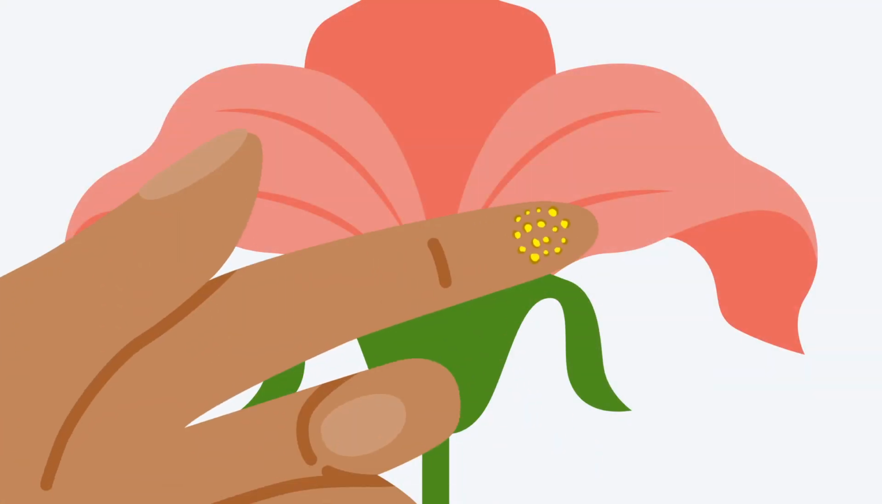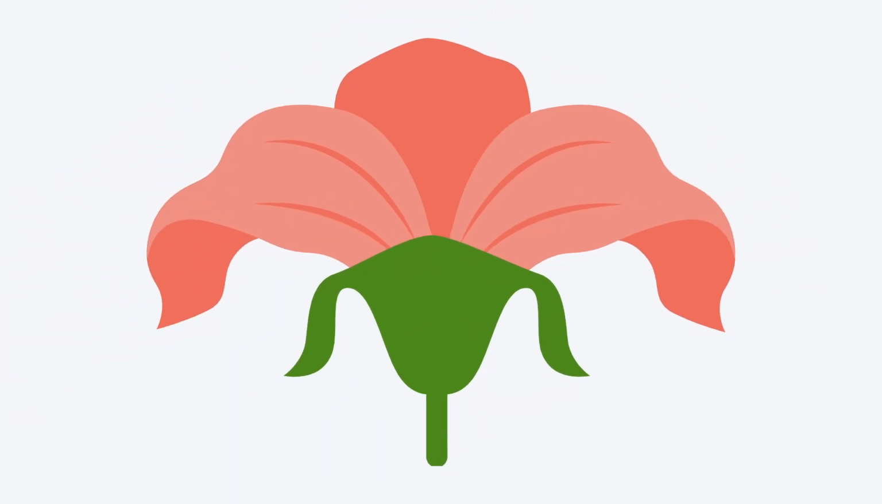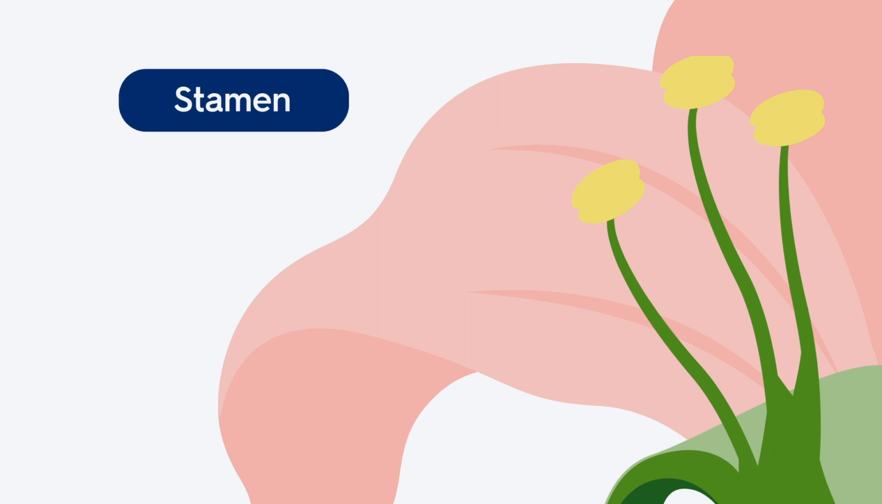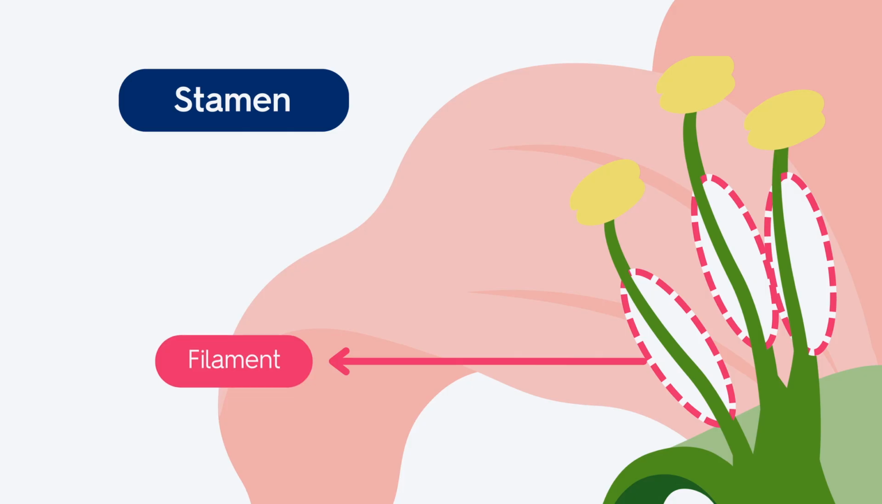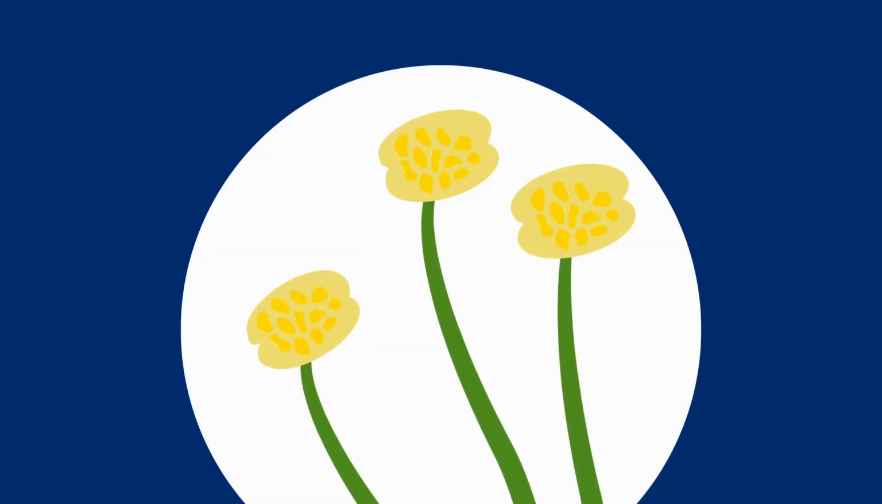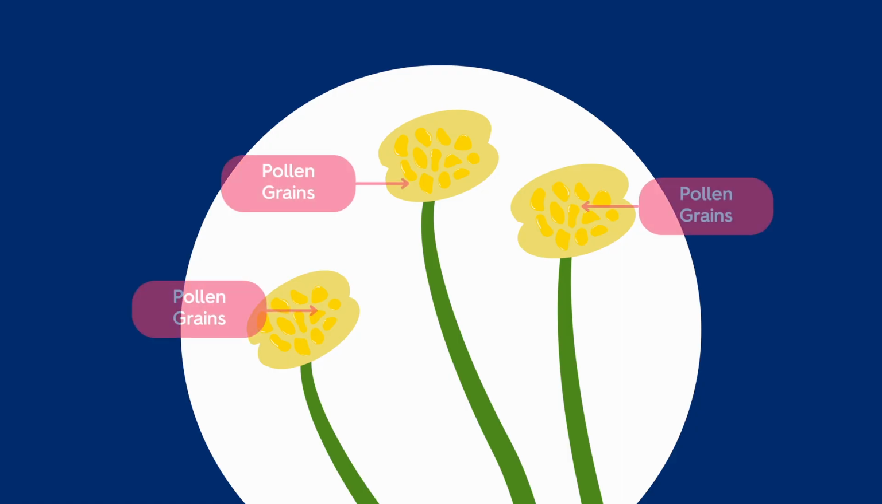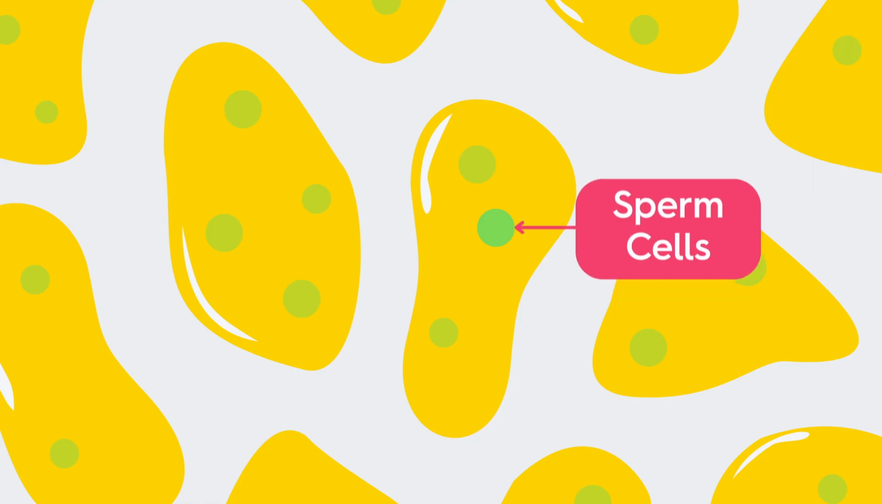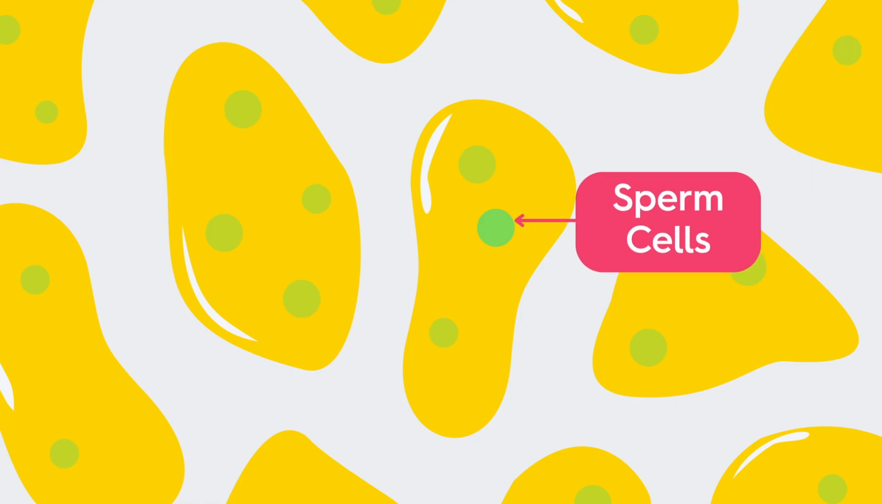To understand where pollen comes from, we need to zoom out and look at the flower's reproductive parts. Let's start with the stamen, the male reproductive part. It has two main parts, the filament on the bottom and the anther on top. So, what does each part do? The anther makes pollen grains, and inside those pollen grains are the sperm cells. So, anther makes pollen, and pollen carries sperm.